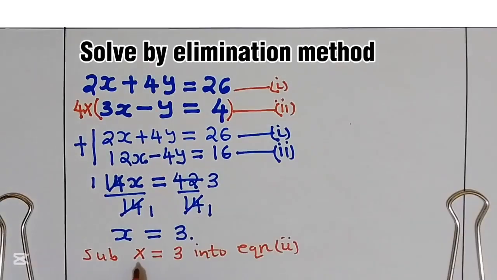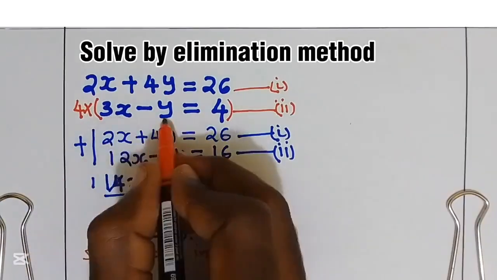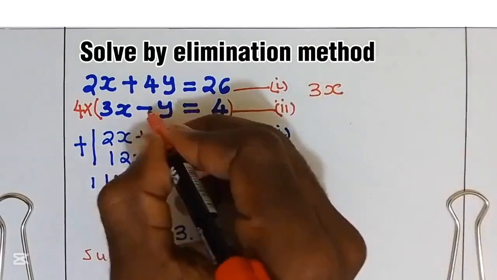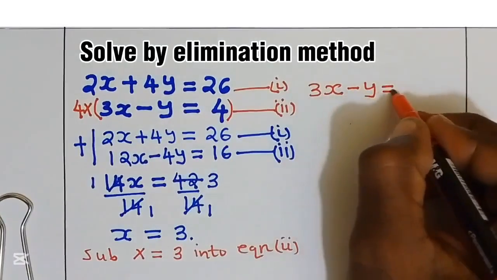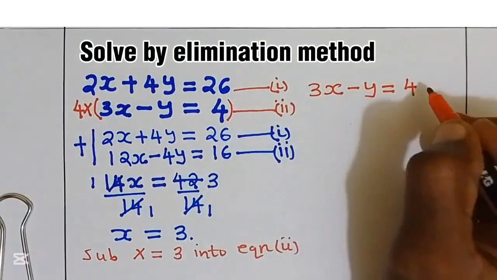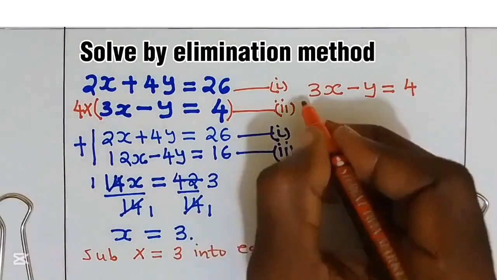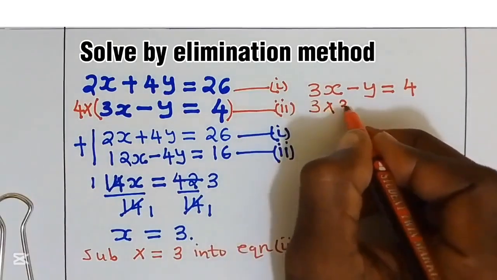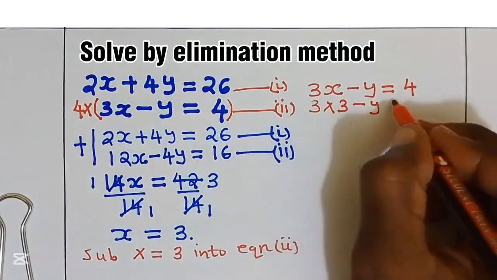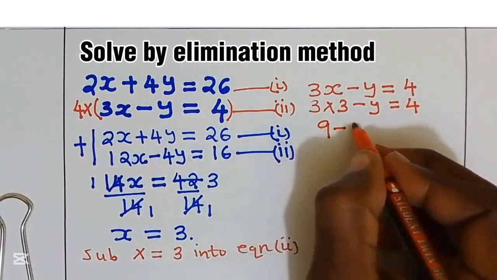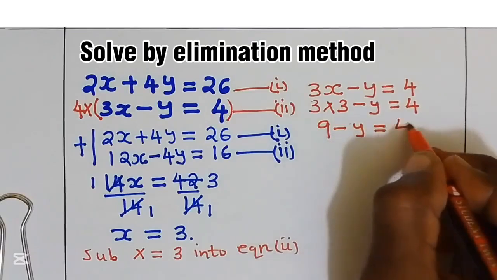To get the value of y, I'm going to substitute x is equal to 3 into equation number 2. Equation number 2 is 3x minus y equal to 4. But x is equal to 3. 3 multiplied by 3, take away y, is equal to 4. Now we have 9 minus y equal to 4.